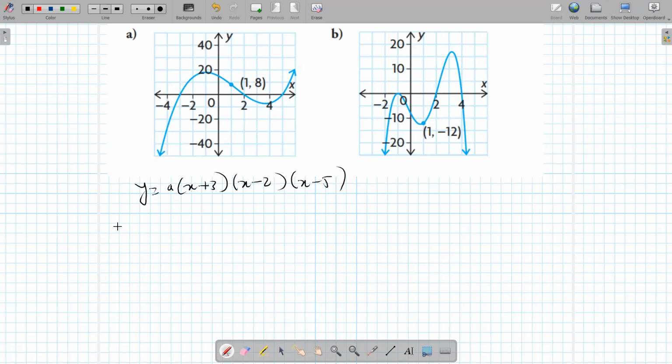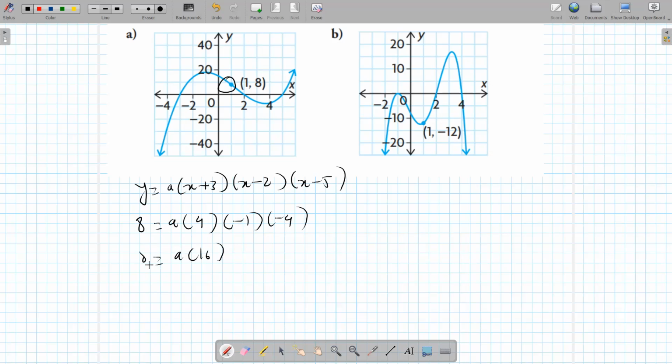How do we find the a value? Your given point. Yeah, exactly. So you're going to plug y as 8, and you're going to plug x as 1. 1 plus 3 is 4. 1 minus 2 is -1. 1 minus 5 is -4, like that. So you get 4 times -1 times -4, which is 16.